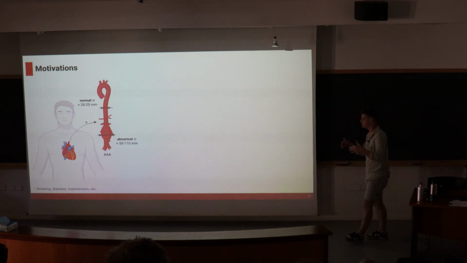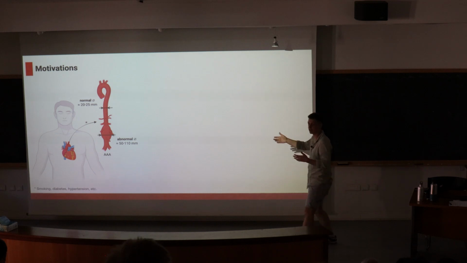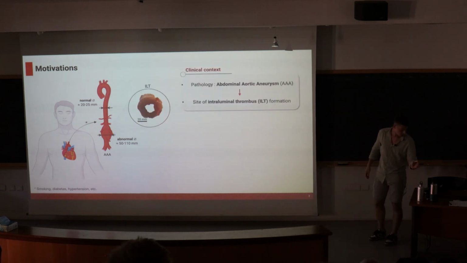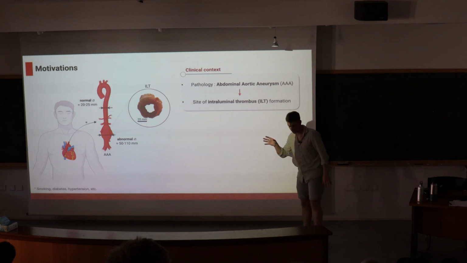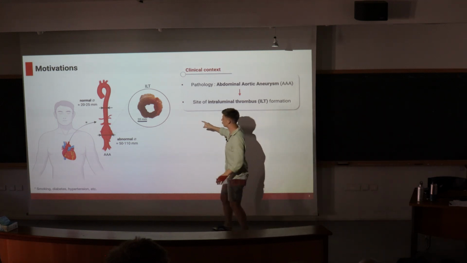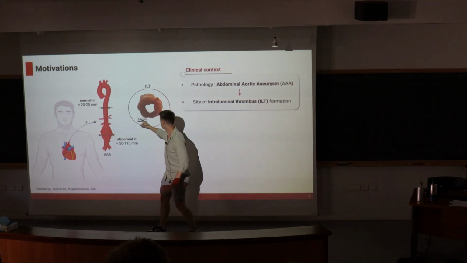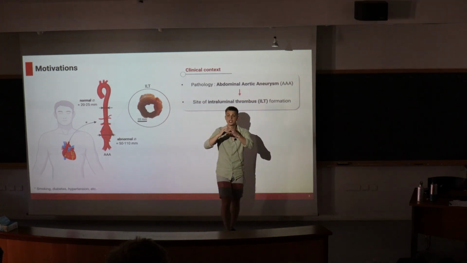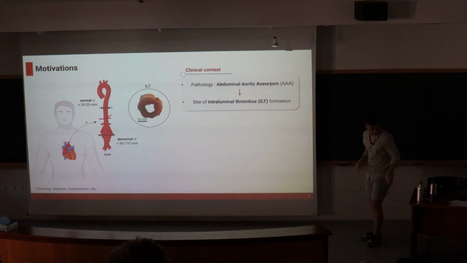I'm not saying that because you smoke you will have a blood clot, but it can be due to this. It has been shown that in most cases, around 90% of the cases, there is a formation of an intraluminal thrombus, so this blood clot, inside this abdominal aortic aneurysm. And you can see the scale bar, it can reach this size. So it's something very huge, okay?